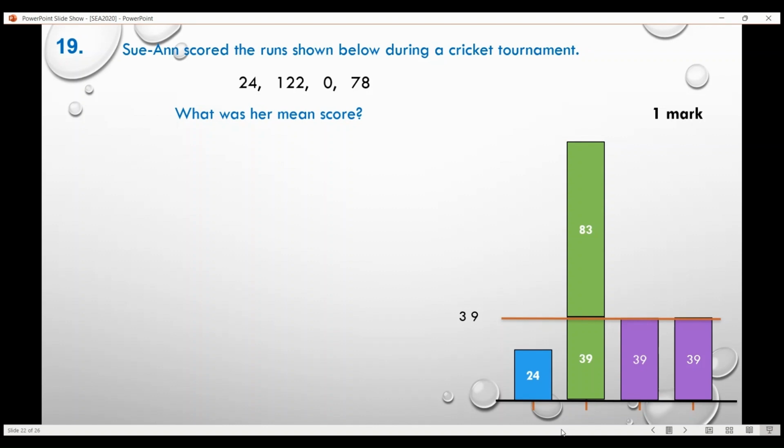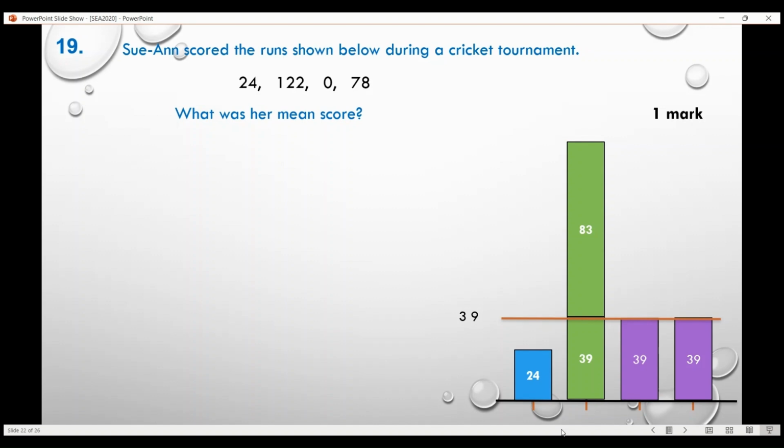So 39 plus 83 is still 122. We're just keeping it there. And if we're looking at it, the second, third, and fourth columns have at least 39 runs, but the first column is missing some. She scored 24, so she's missing 15 more. So where can we get this 15 from? From the surplus or the extra in the second column.